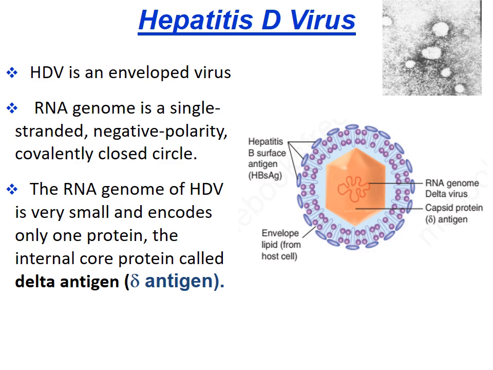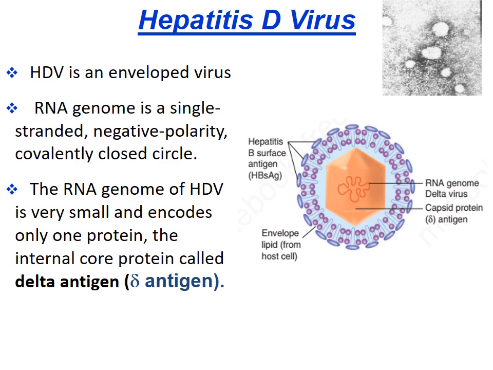Now the hepatitis D virus. HD virus is an enveloped virus. The RNA genome is single-stranded, negative polarity, a covalently closed circle. The RNA genome of the HDV is very small and encodes only one protein, the internal core protein, which is known as the delta antigen. Actually, this virus has no surface protein of its own, no envelope protein or envelope antigen. So it requires the help of some other virus like the hepatitis B virus to replicate.